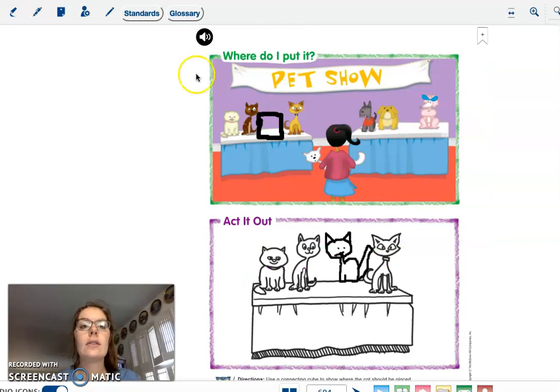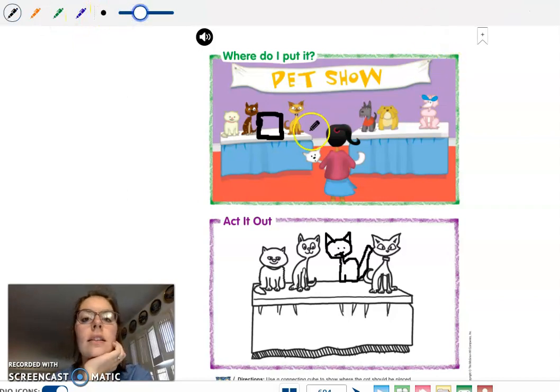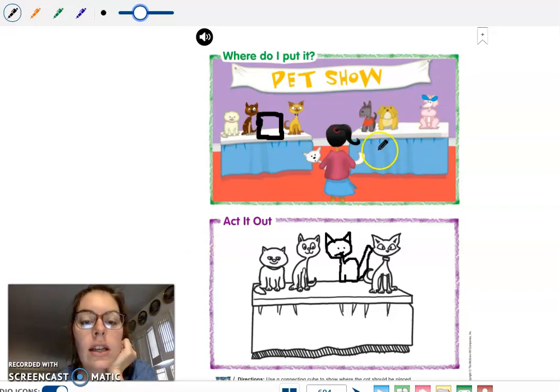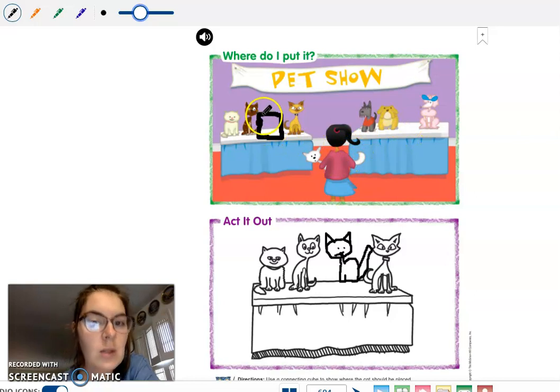Okay. So we're looking here. I did this one already, but we're going to talk through it. It's okay. We'll just talk through it, right? Okay, so we're going to look at this pet show. This girl here has a cat. So we're going to try and figure out where she should put the cat. We're going to look at the pictures. These all look like dogs, and these all are cats. So do you think we're going to put the cat with the dogs or with the cats? That's right, with the cats.